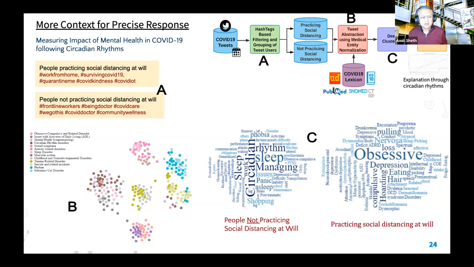When this is done, you can potentially study that when people are not practicing social distance at will, these are all the concepts that come out, while when people are practicing social distance at will, these are all the concepts that come about. If you look carefully, it can give you important cues that help you understand the human behavior that drives the outcomes associated with COVID-19. Right. So this kind of example becomes possible.